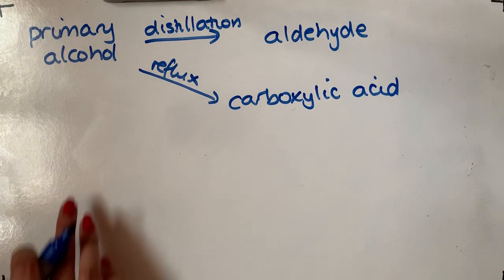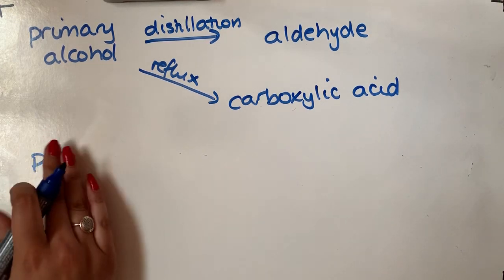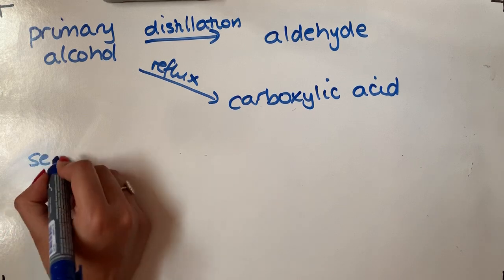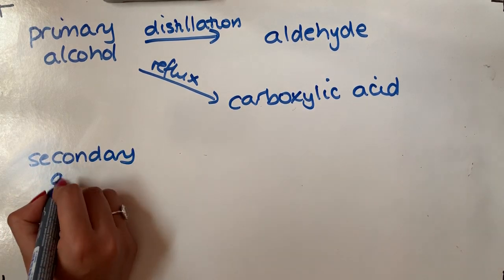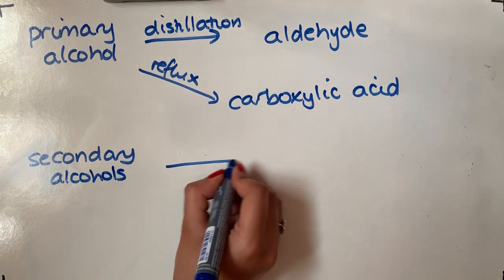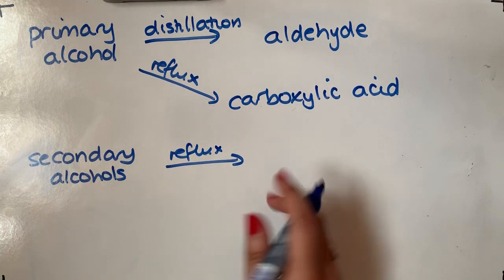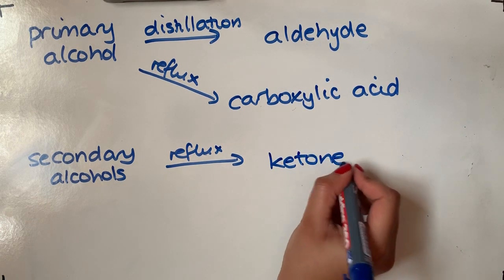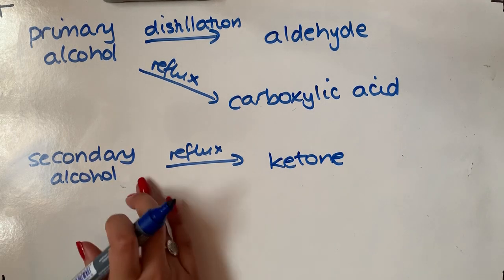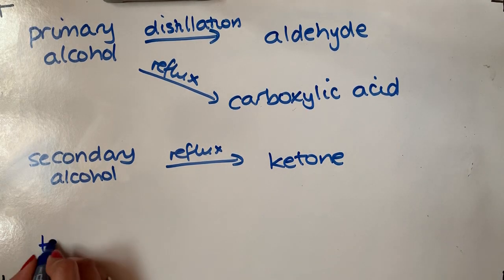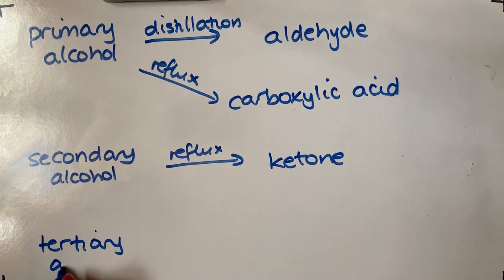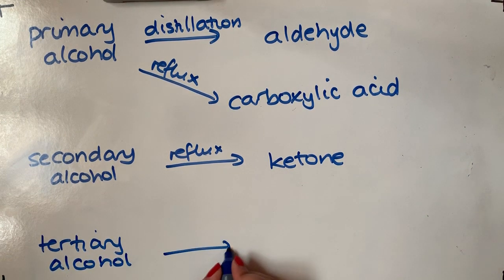Right, the other type of alcohol that you can carry out oxidation reactions on are secondary alcohols. And using the oxidizing agent under reflux conditions, you will make the corresponding ketone to that alcohol. Okay, and if we have a tertiary alcohol, regardless of what conditions we use, we cannot oxidize a tertiary alcohol. Okay, so they're the reactions that we have covered back in year 1.